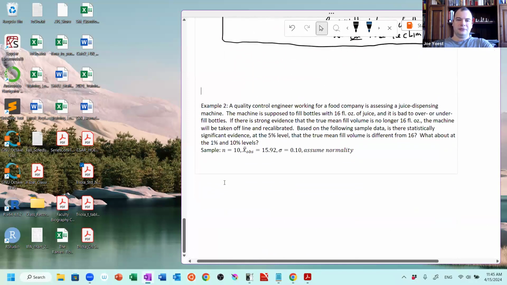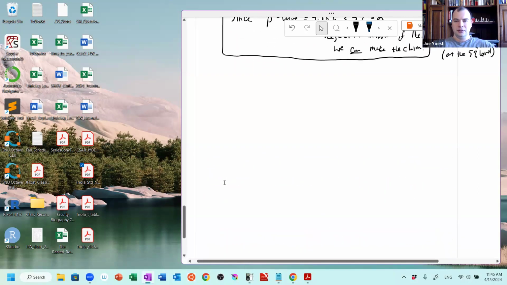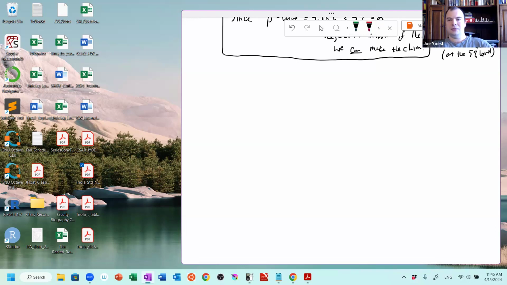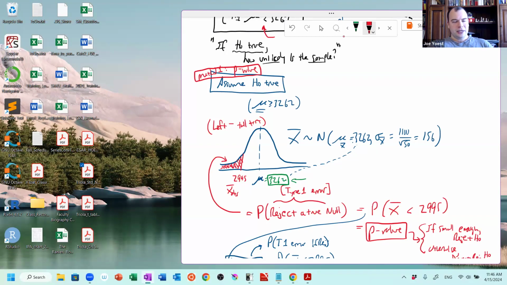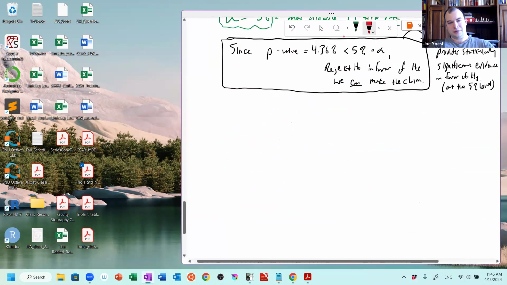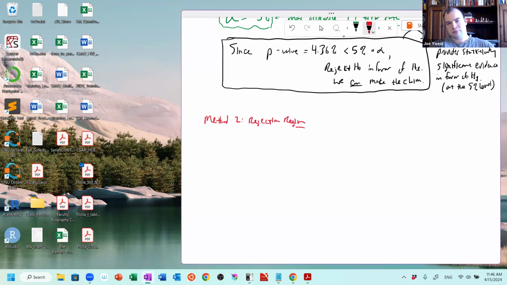We could take a second approach. And the second approach is sometimes the way to go. The first approach is sometimes the way to go. So we have method 1, p-value. We could take a second approach that's sometimes more useful. We have another method we could use called the rejection region method.